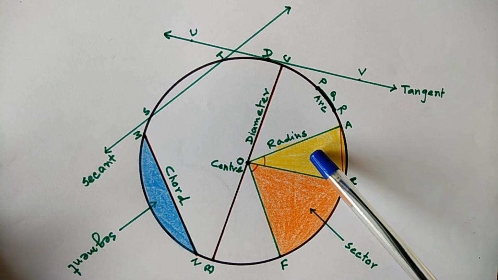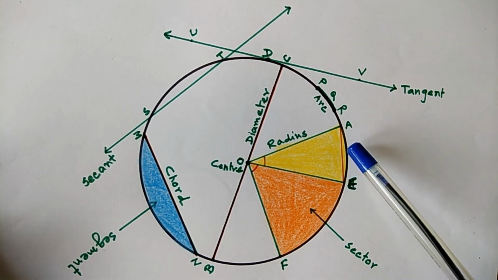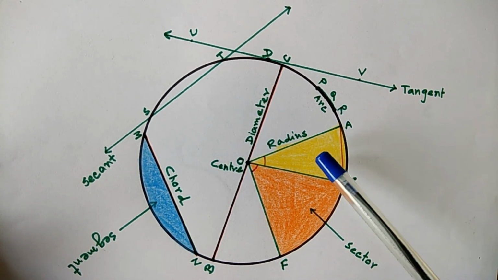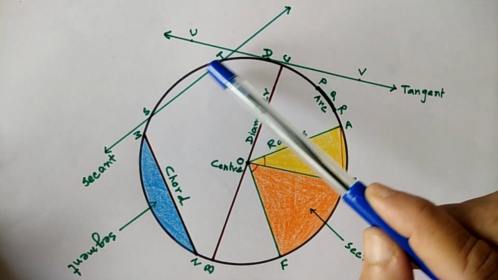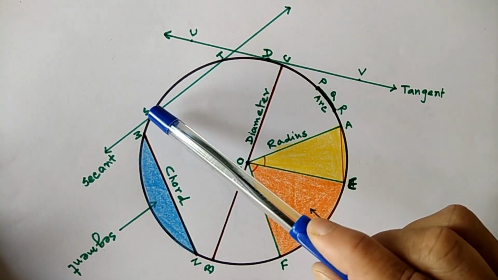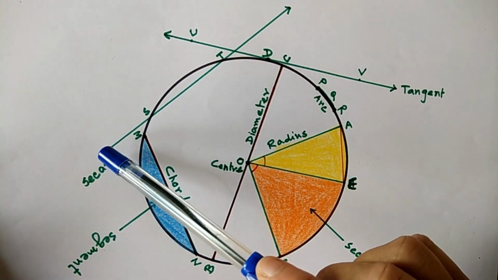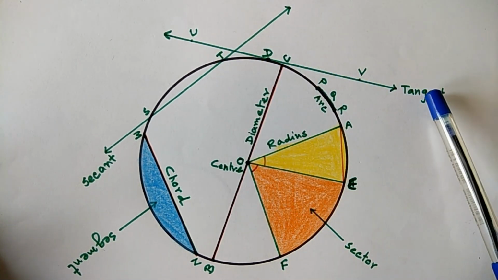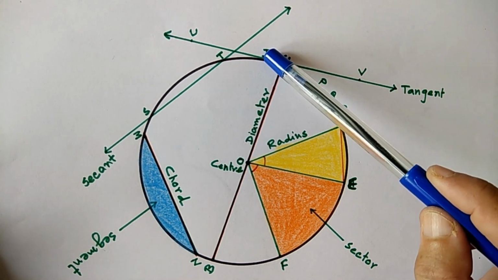In this figure, I have shown that a sector is the sum of the area of a segment and a triangle. And this is a secant. It has touched the circle at two distinct points S and T. So ST is a chord, and this is a secant. This is a secant, and this is a tangent. So this tangent has touched the circle at a point called D.